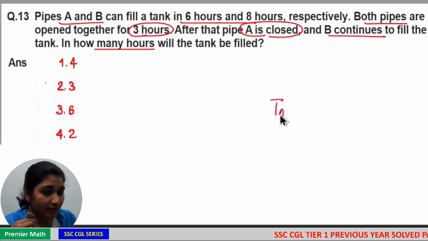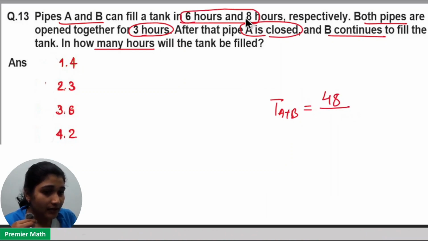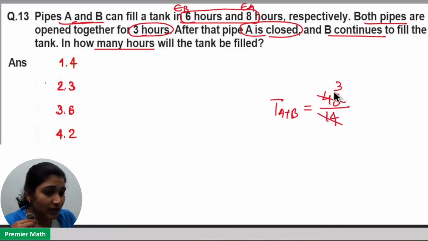The total time taken by A and B together to fill the tank means total work here is the product of this time, 6 into 8, 48 unit. And this is the time ratio, means inverse of this, that is 8 is to 6 is the efficiency of A and B. Efficiency of B is equal to 6 unit and efficiency of A is equal to 8 unit. Total efficiency 8 plus 6, 14 unit. So 14 goes 3 times in 42.